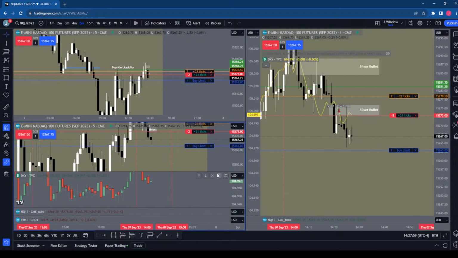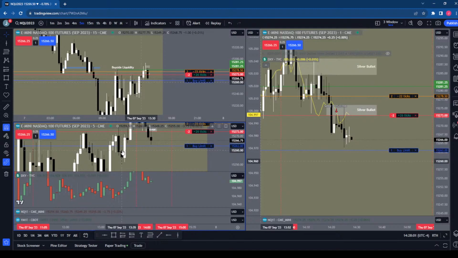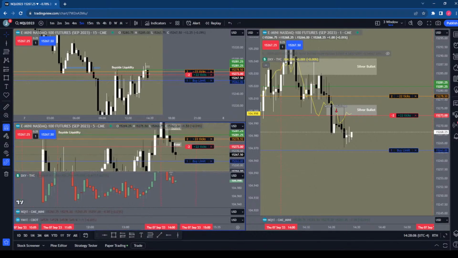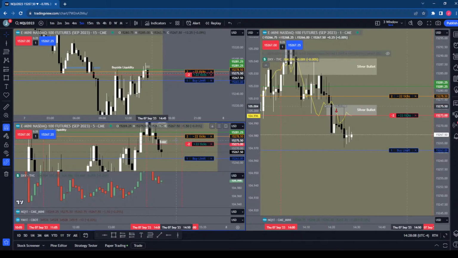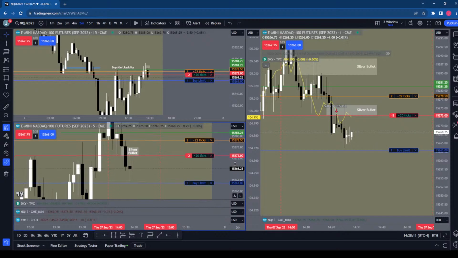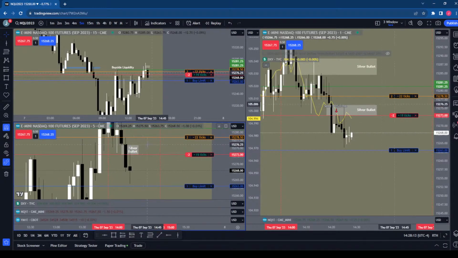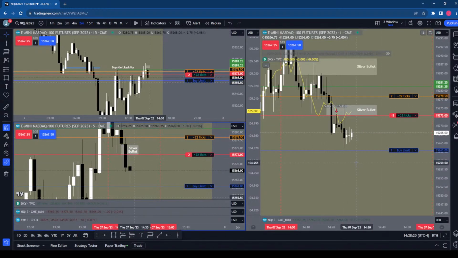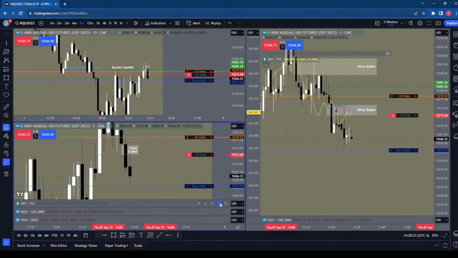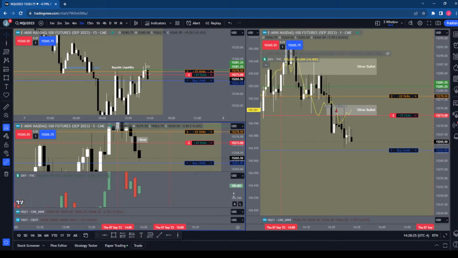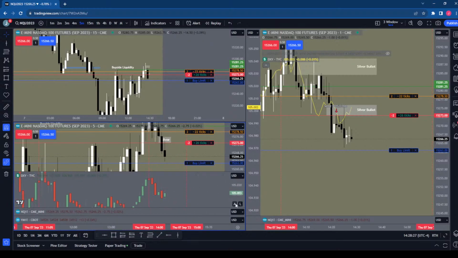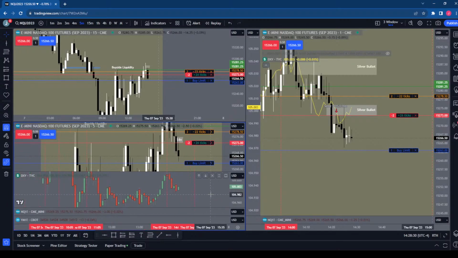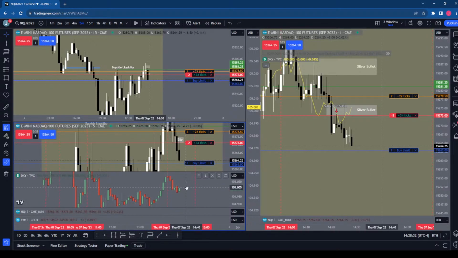We did just wick, if you look on the 5-minute, we just wicked into this 5-minute fair value gap. I do like how on the 5-minute though we came up and closed in the majority of the range of this body. The dollar looking like it just wanted a little bit of a retracement.